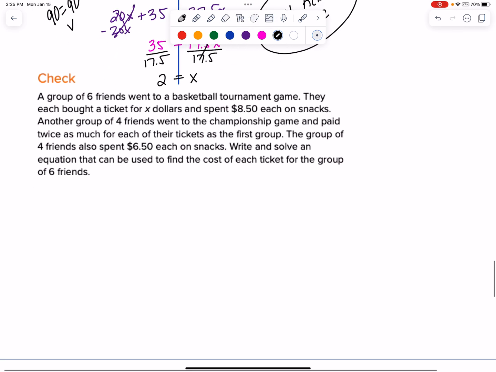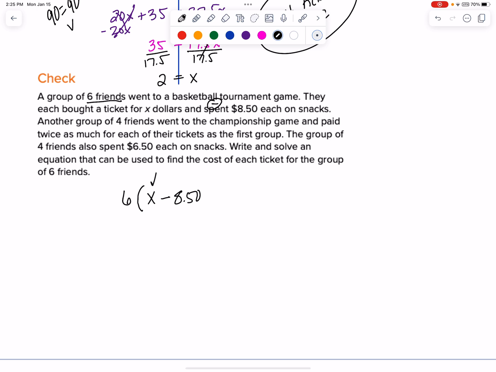Okay. All right, let's go ahead and try this one out. It's a good one for you to pause and try and then check with me, or you can do it with me. A group of 6 friends went to a basketball tournament game. Okay, so 6 friends. So here's what happened for each kid. So I already know 6 friends, and each of them bought a ticket for X and spent $8.50. Spent means subtract. So minus $8.50. Okay, so they bought a ticket for $8 and spent $8.50.